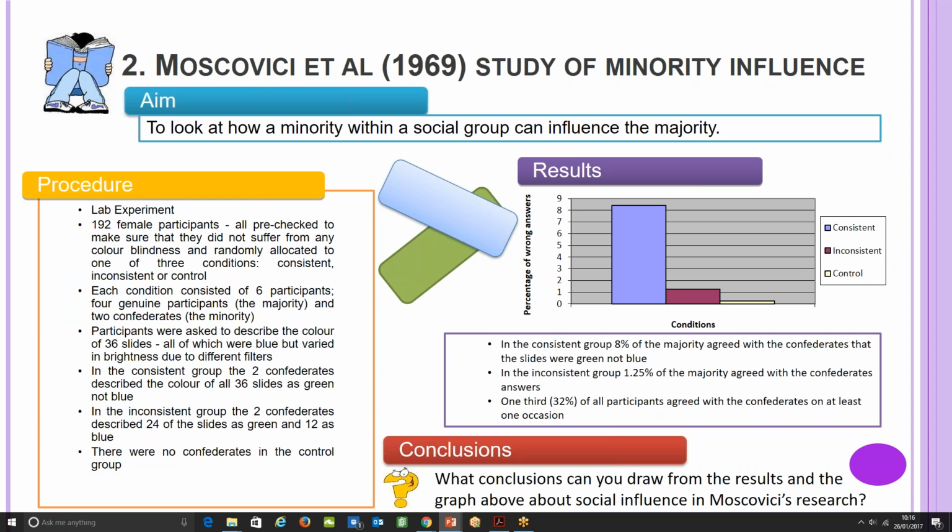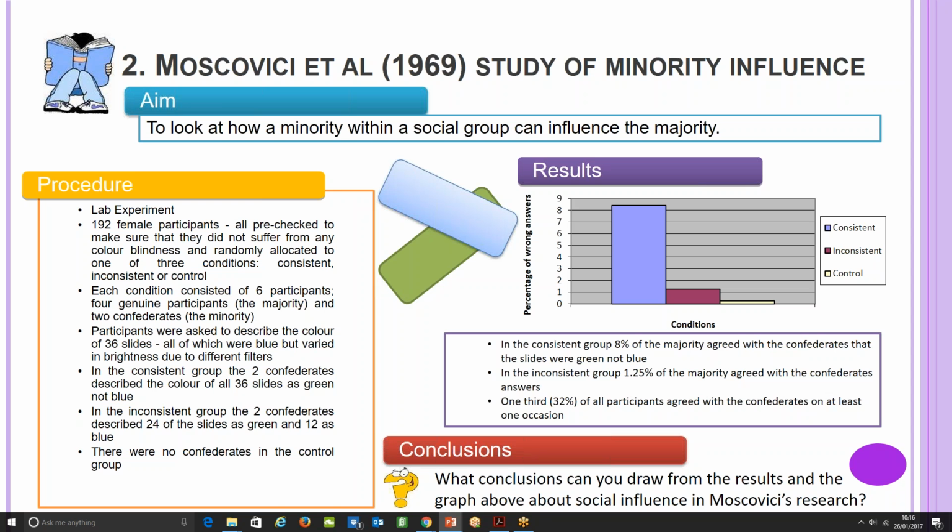Moscovici's research. Moscovici et al., 1969, Study of Minority Influence. The aim: to look at how a minority within a group can influence the majority. The procedures: a lab experiment.